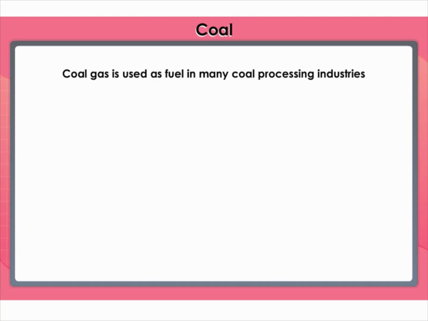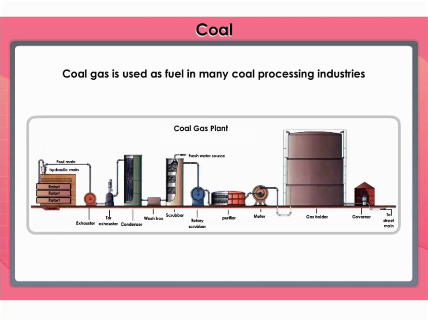Coal gas is obtained during the processing of coal to get coke. It's used as a fuel in many industries situated near coal processing plants.